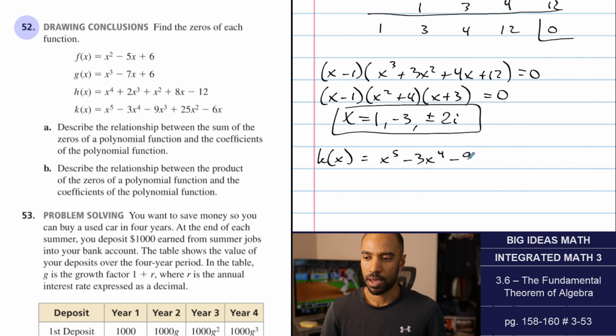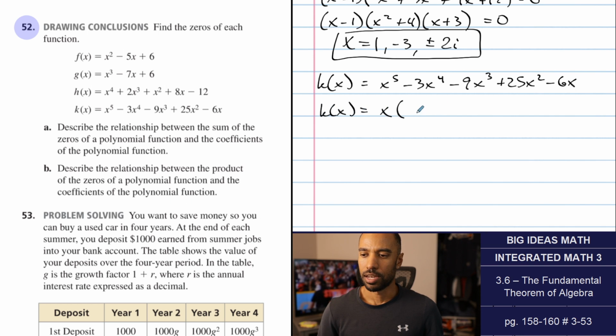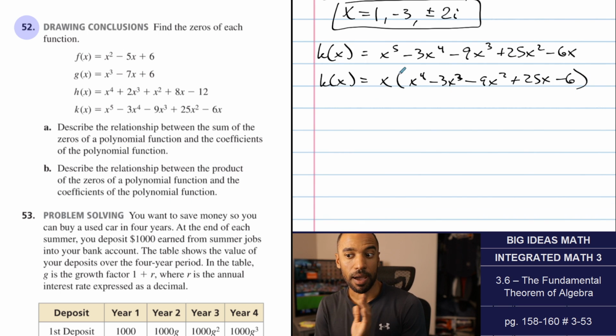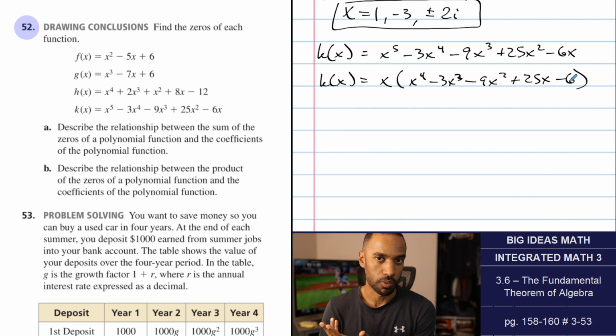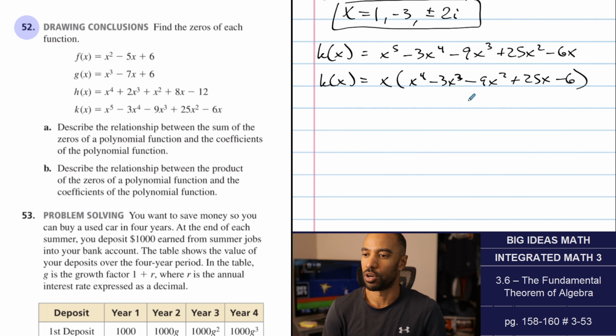And then the last one here, we have k of x equals x to the fifth minus 3x to the fourth minus 9x cubed plus 25x squared minus 6x. There is a common factor of x. And you're left with x to the fourth minus 3x cubed minus 9x squared plus 25x minus 6. All right, 6 is your constant. By the way, unless you factored out that x, that 6 wouldn't have been a constant. So when it comes to rational root theorem, you ain't choosing 6. So now we can choose 6 on rational root theorem and go to war on that.